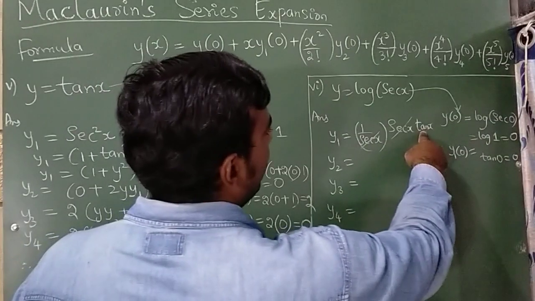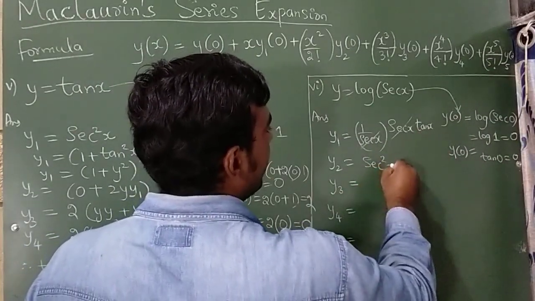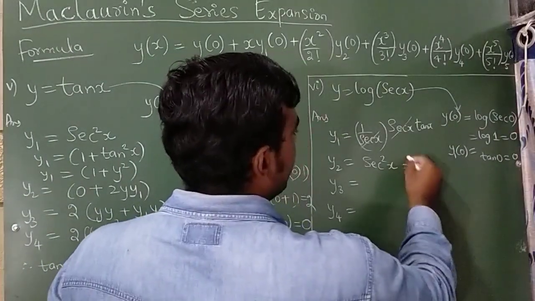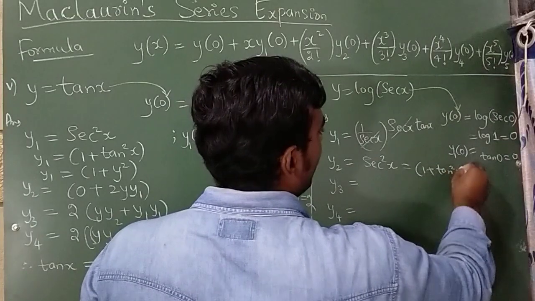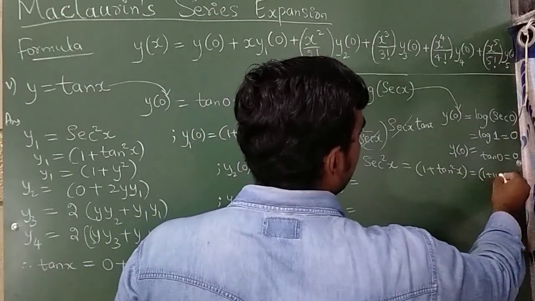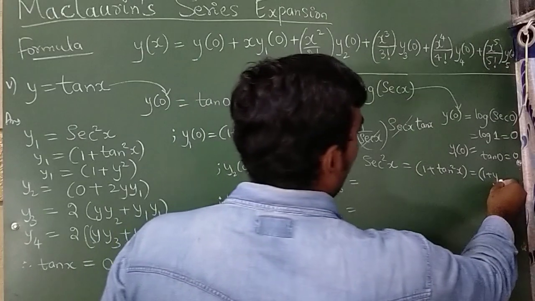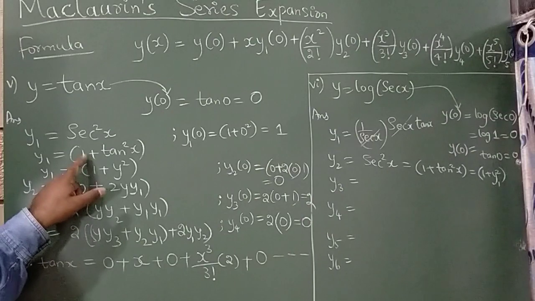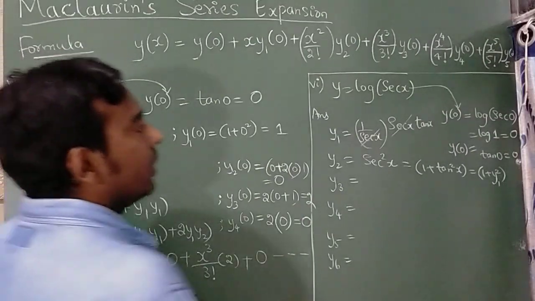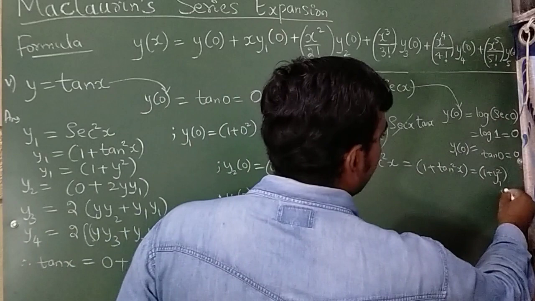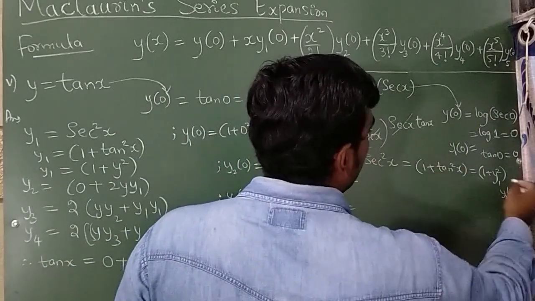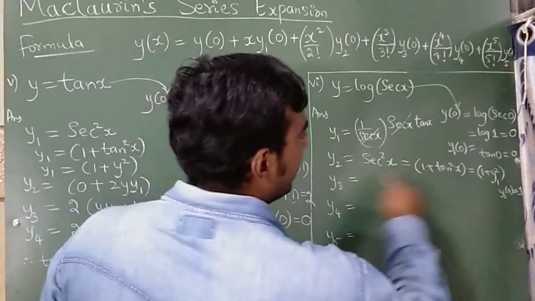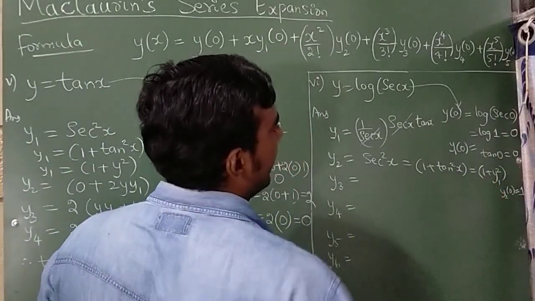Fine. Now next y2. So y2 means if I differentiate this, then I'll get secant square x. Fine. Now this can be written as 1 plus tan square x. So this can be written as 1 plus how much? y1 square. Same like this problem. Fine. Here I have done the same thing. Now in place of x, if I substitute 0, so secant 0 is again 1. Fine.